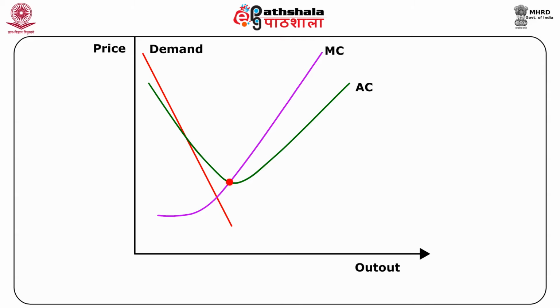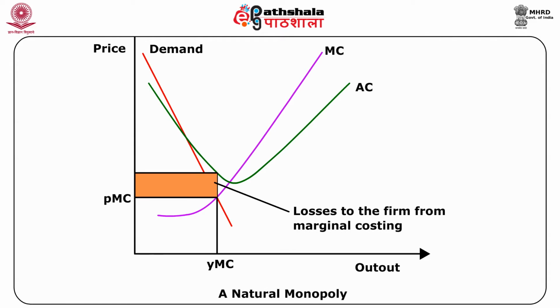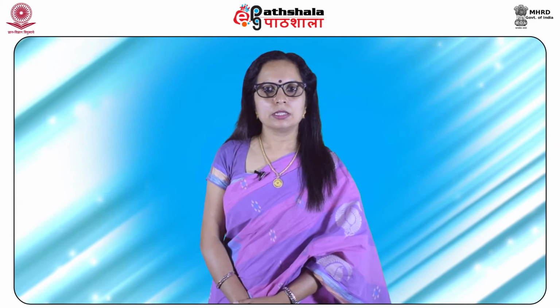Here, the minimum point of the average cost curve is to the right of the demand curve, and the intersection of demand and marginal cost lies underneath the average cost curve. Even though the level of output YMC is efficient, it is not profitable. If a regulator set this level of output, the monopolist would prefer to go out of business. This kind of situation often arises with public utilities.